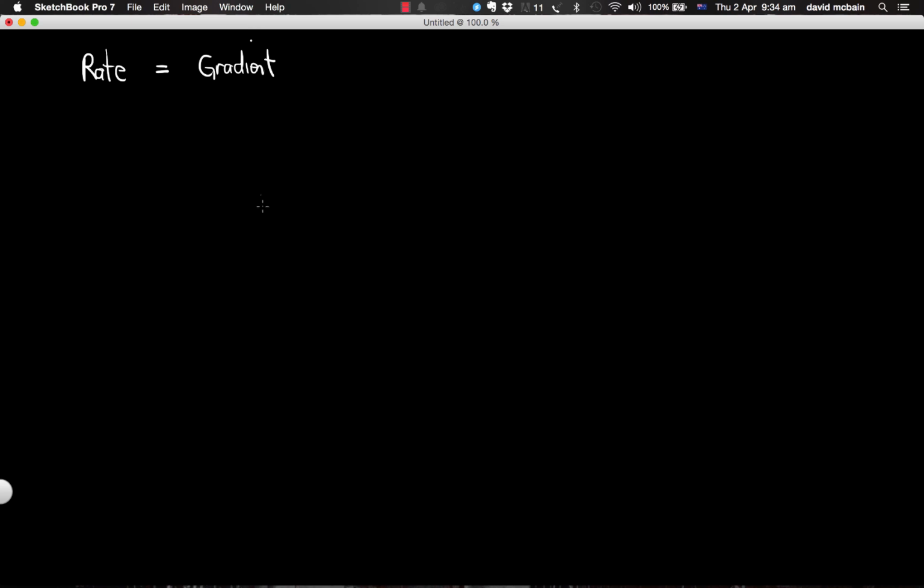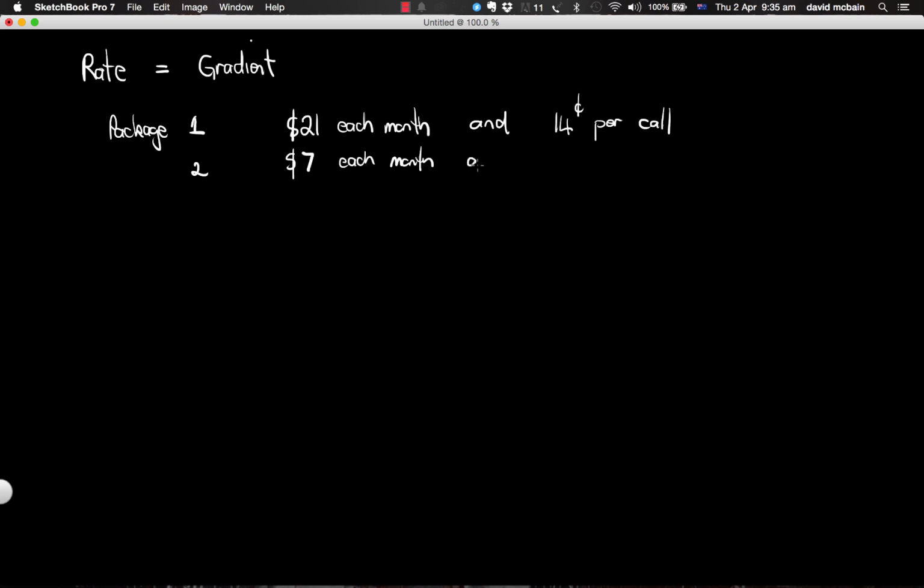So here it's a comparison of two different telephone contracts. Contract 1 or package 1 tells us that you pay $21 a monthly service fee, so it's $21 each month, and you pay 14 cents per call. The second package, package number 2, you're charged a smaller monthly fee of only $7, so $7 each month. But I imagine, I haven't even looked at the problem yet, but I imagine the call rate will be higher. And yes, it is. It's 28 cents per call.